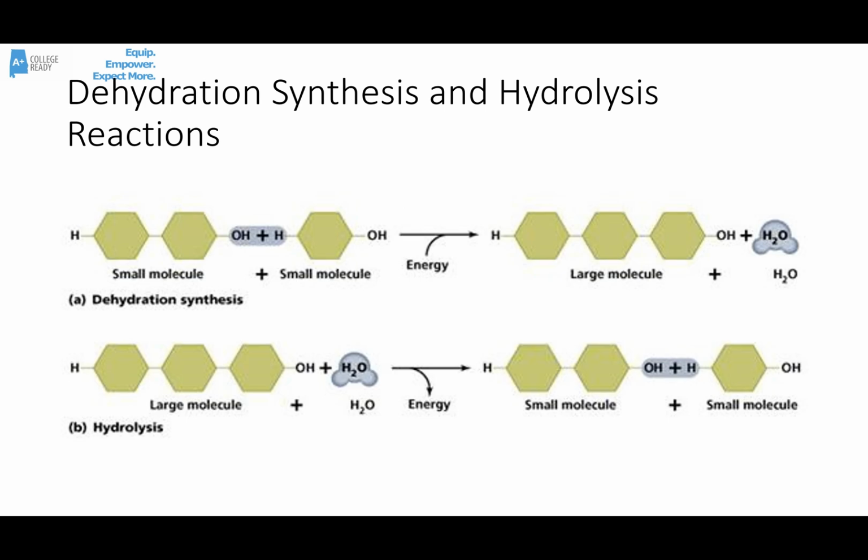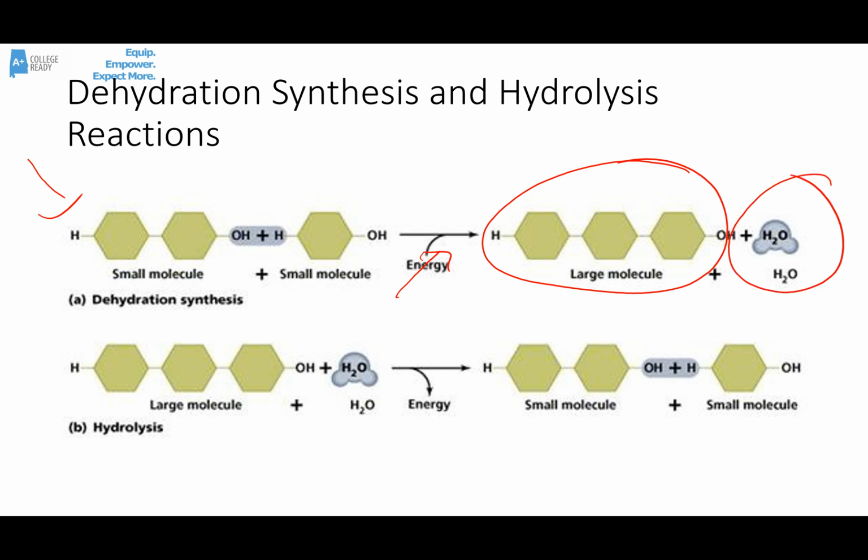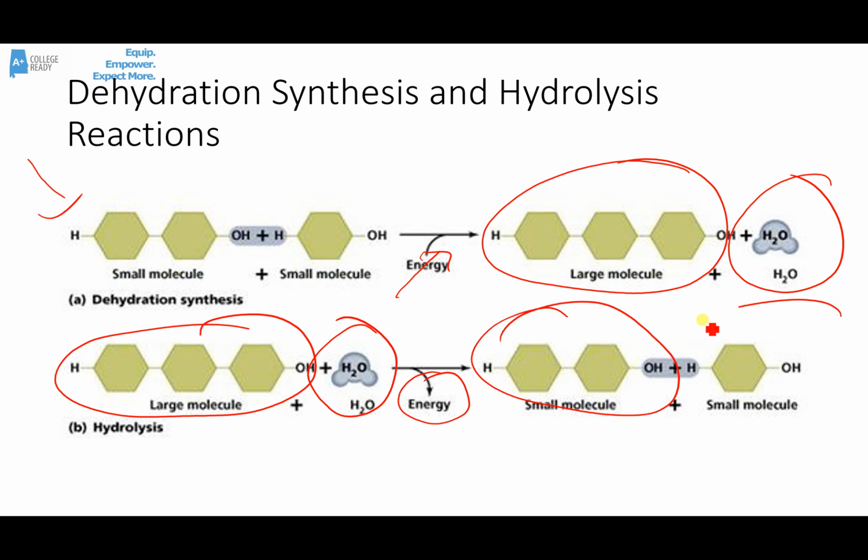Here we can see those 2 types of reactions illustrated. So this top reaction, we have 2 small molecules, 2 small monomers. They react together. Energy here is a reactant, and they're linked together to form a larger molecule, a polymer. So monomers make polymers, and notice that water is given off as a waste product. Down on the bottom, we have a large molecule. Water is used as a reactant. In this case, some energy is released during this reaction. The large molecule is broken down into 2 monomers. So that's a hydrolysis reaction.